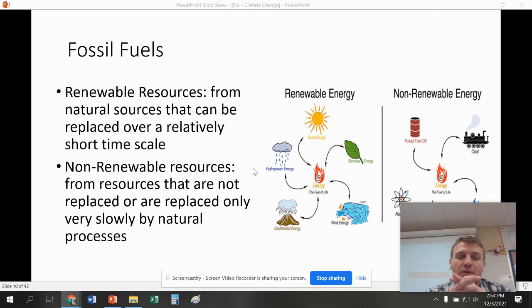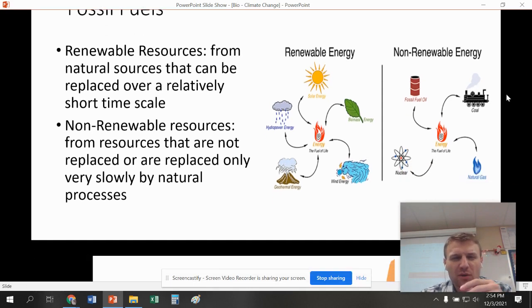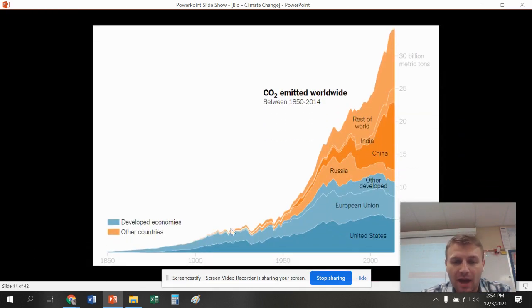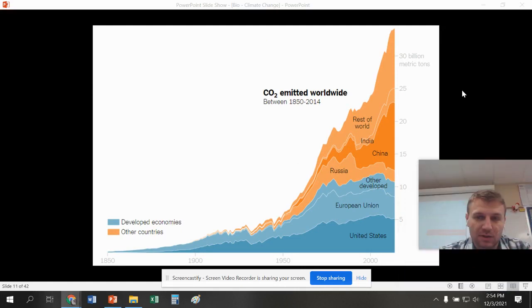Non-renewable resources are resources that are not replaced very quickly. They're replaced over a slow process, like oil, coal, things like that. It's not very efficient and it produces a lot more CO2. I should say, it produces a lot of CO2. That's a better way of saying it. You can again see in the past couple hundred years, we are just exploding with the amount of CO2 that each country has been producing.